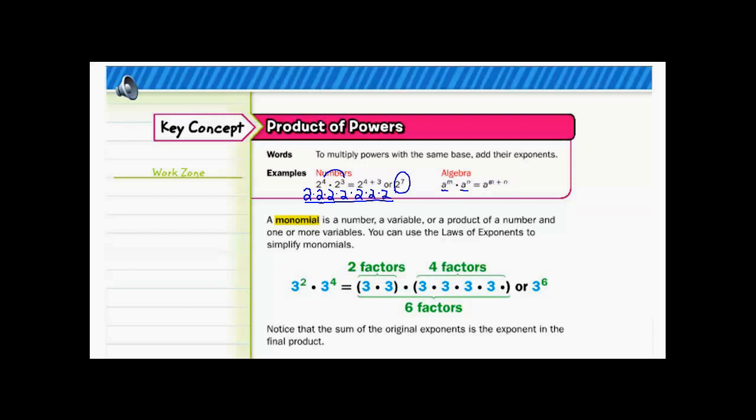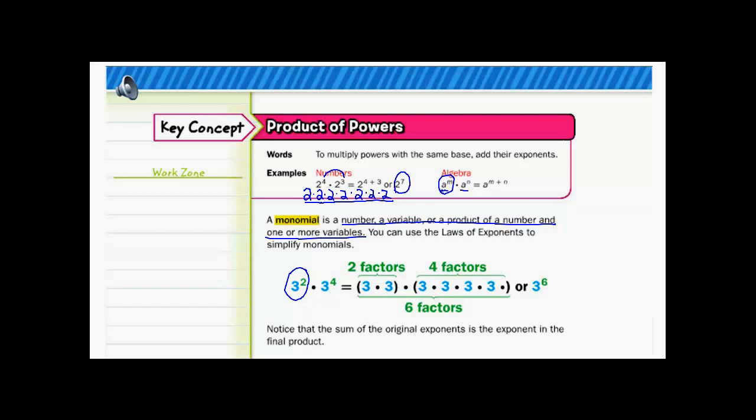So when we talk about monomials, here's the definition you need for this. It's a number, a variable, or a product of a number and one or more variables. So a monomial could be 3 squared. A monomial could be a to the m. It could be 3a to the m. Could be a big combination of that, but it's just one. It's just one piece, or it's a product, so things that are put together like 3a to the m.